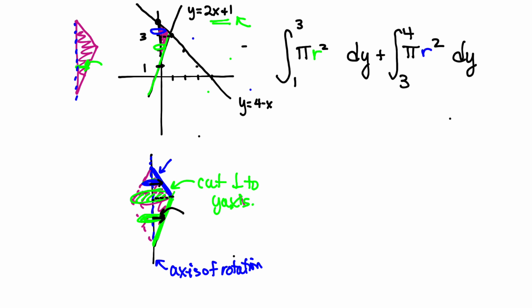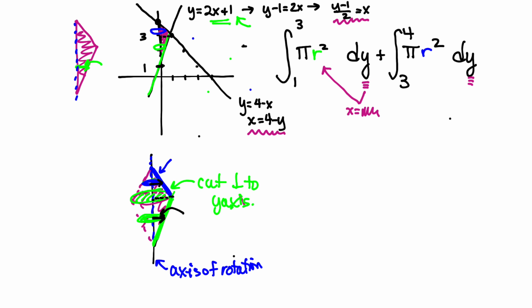And I have one more thing I want to emphasize. Because you're integrating with respect to y, that means you want to take your radius and make it x equals some number, right? It's a function of y. So you should be swapping those functions and turning them into x equals, right? X equals. And the other function, y minus 1 equals 2x. Y minus 1 over 2 equals x. X equals. So when you go to substitute those in, you should be solving for x, right? X equals.